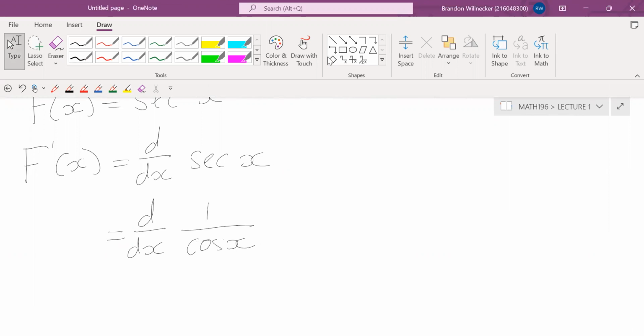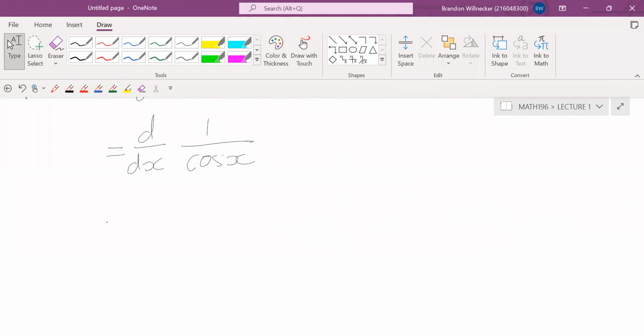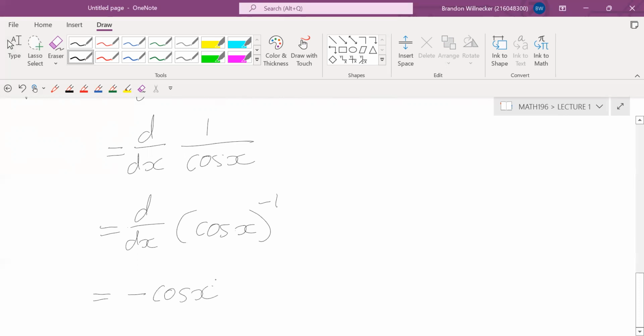Now, you could use the quotient rule for this, but what I'm going to do is just write this as d by dx of cos x to the minus 1. So now I can use the chain rule, because we've got this outside function of raising to the power minus 1, and we've got this inside function of cos x. So this is going to be minus cos x to the minus 2 times, and then the derivative of cos is minus sine.